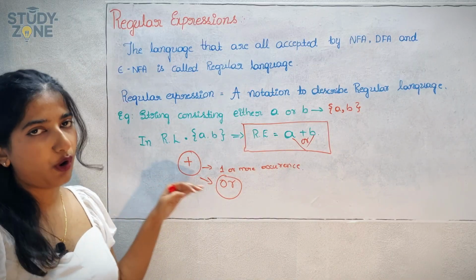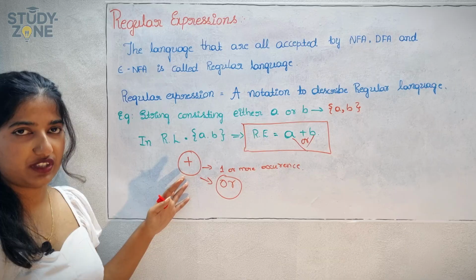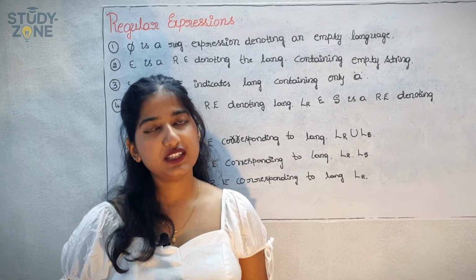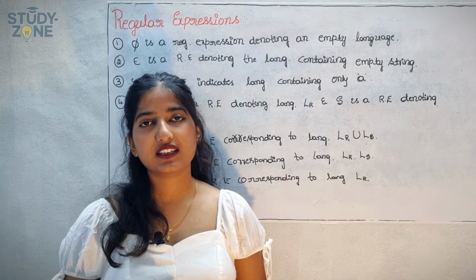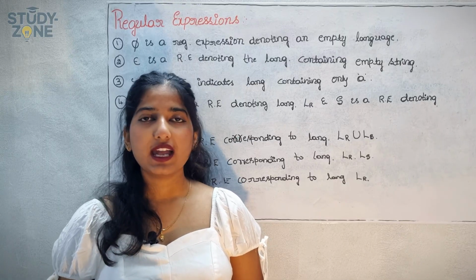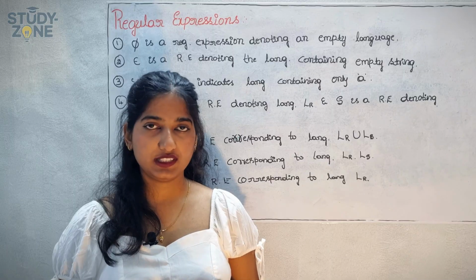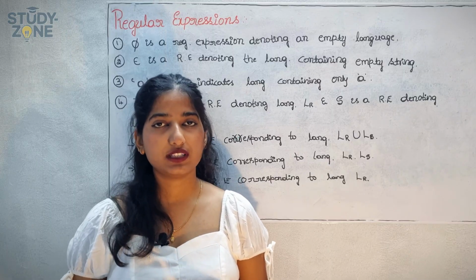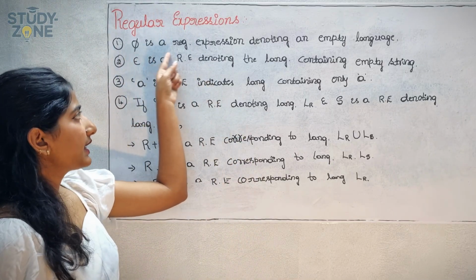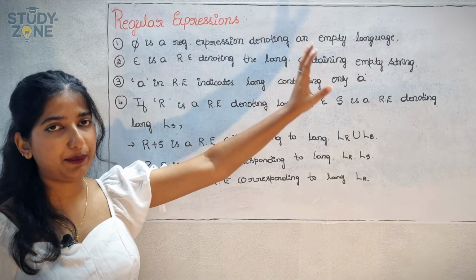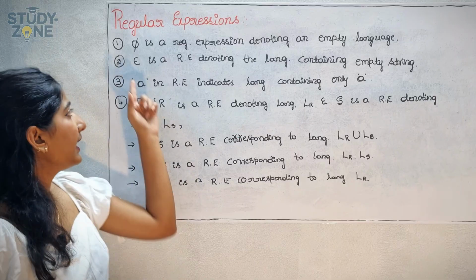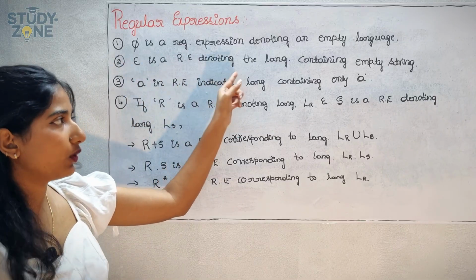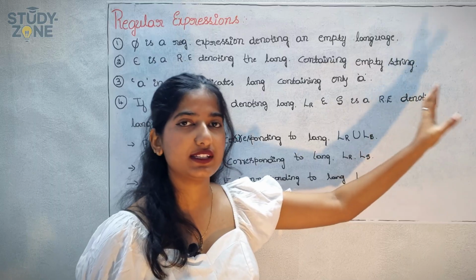So now let us see the formal definition of regular expression, which is also called the recursive definition of a regular expression. So there are several points in the definition. The first point is null symbol is a regular expression denoting an empty language. So null symbol denotes empty language, and epsilon is a regular expression denoting a language containing empty string.